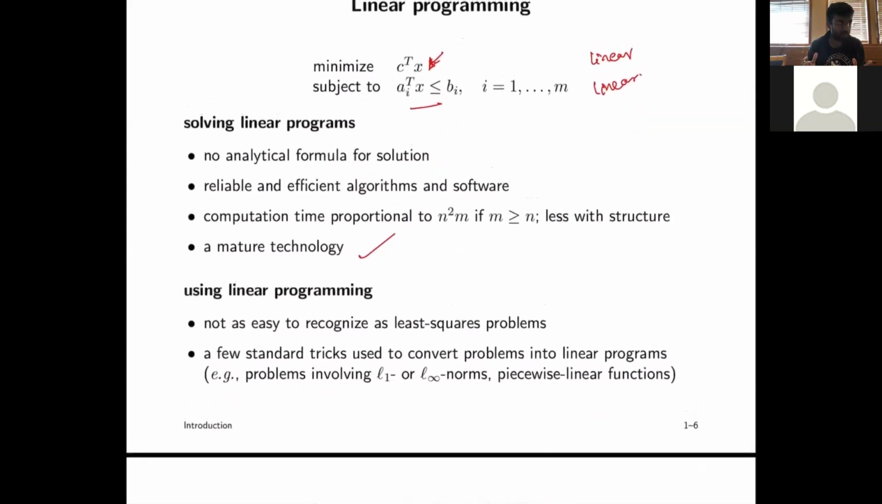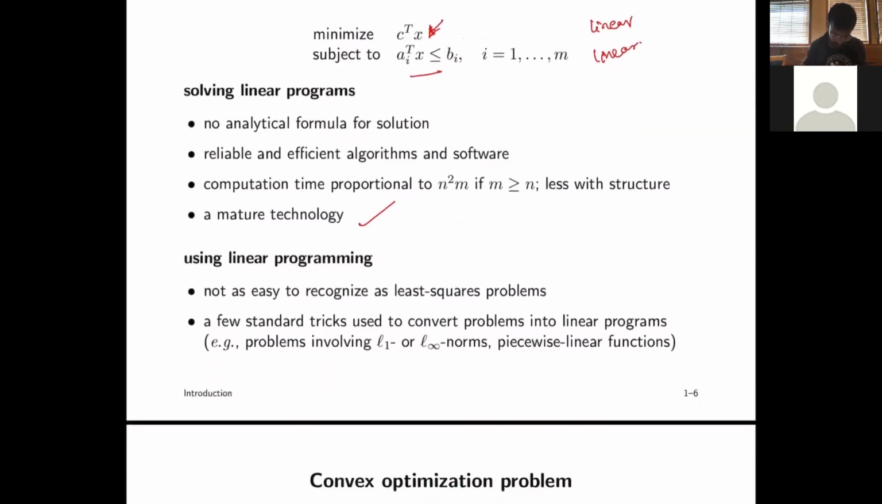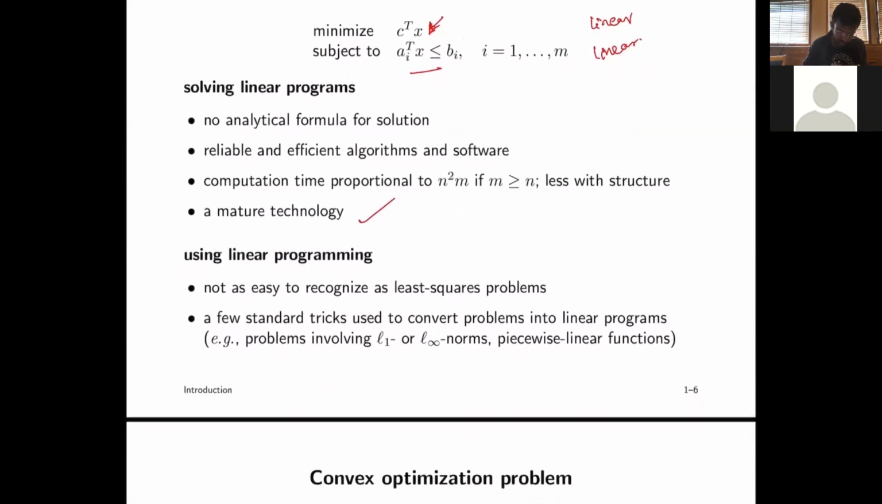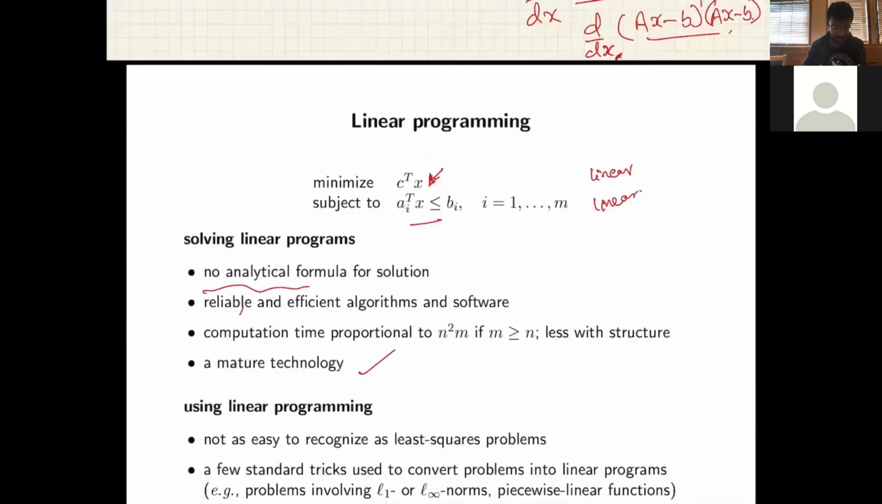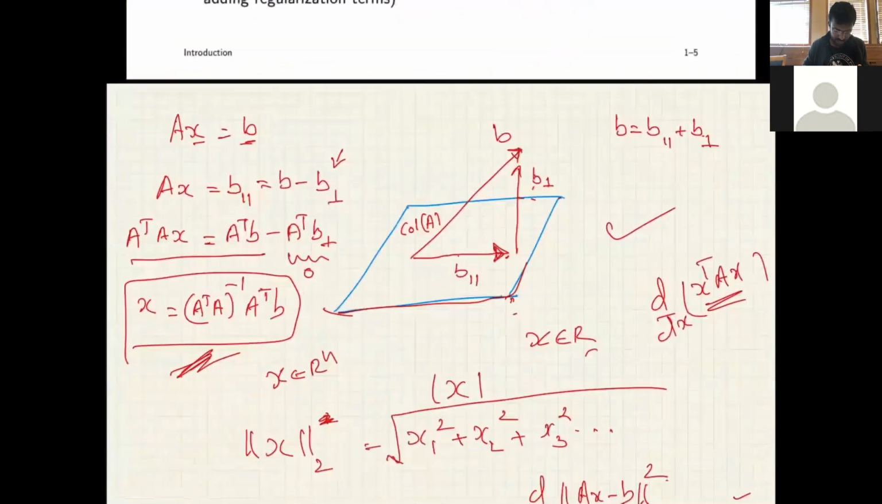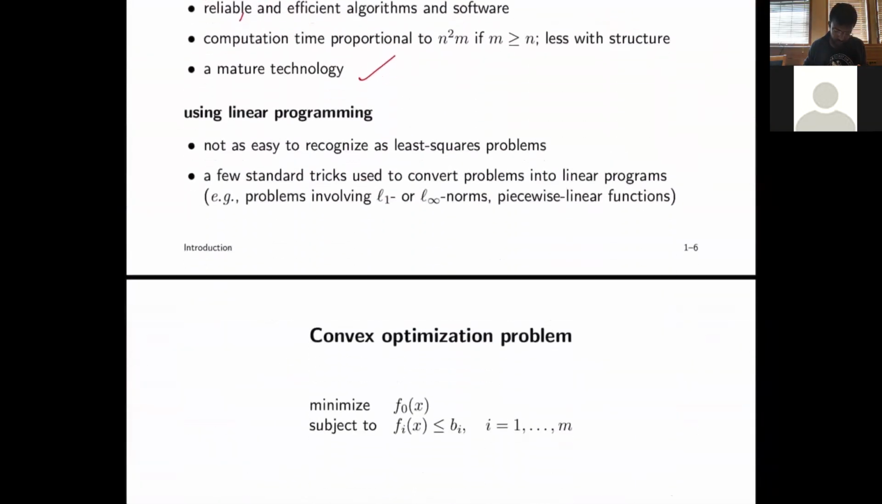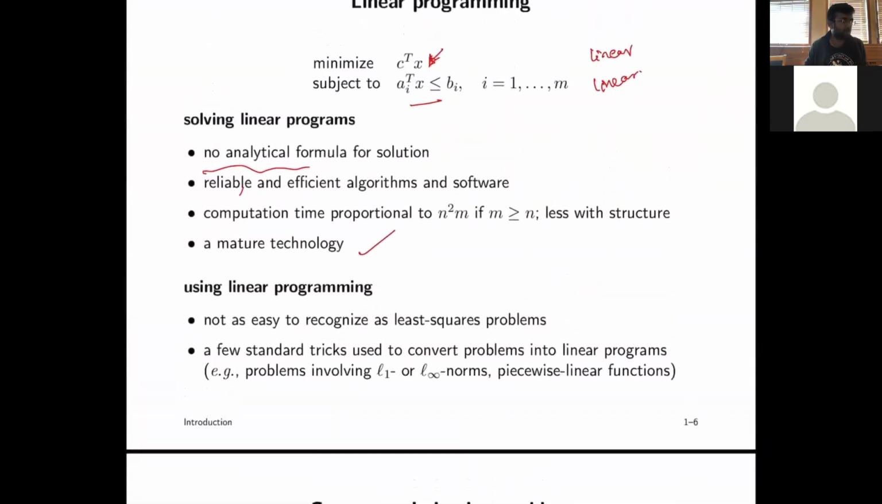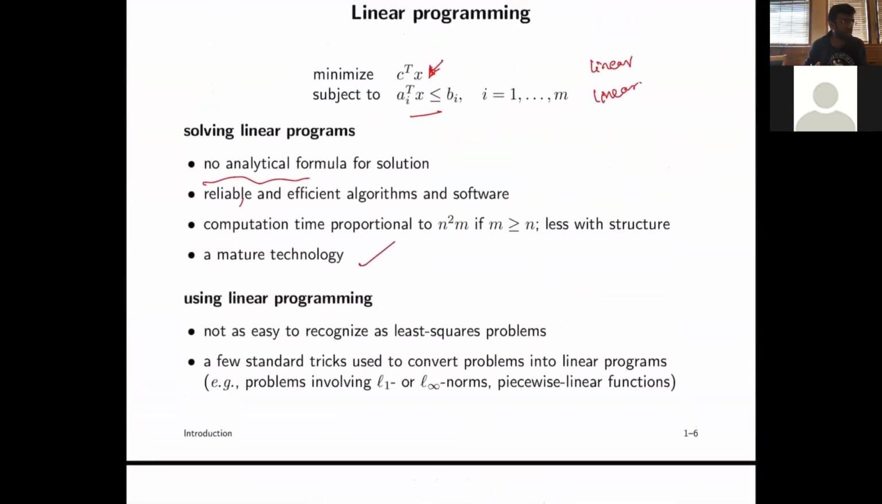Just be aware that these sorts of problems are there, but now we will study in this course a general framework of all these problems, which is called convex optimization. Here in this case, we don't have an analytic formula like a closed form solution. For least square we had, but here no. But still, there are very efficient algorithms to solve linear programming, which is not a headache nowadays.